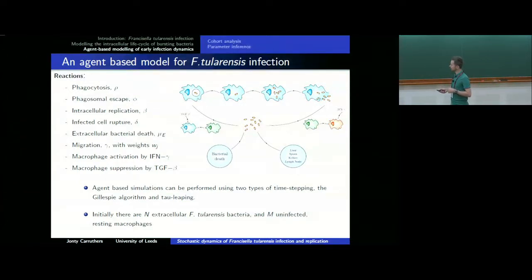So our agent-based model, you can use Gillespie and tau leaping time stepping. Gillespie is the exact method, and tau leaping is this approximative method where you just take a fixed time step, whereas here you're using the rates to determine the time step. And then we're going to suppose that you have some initial state where you have M uninfected resting macrophages and some initial dose of N bacteria.